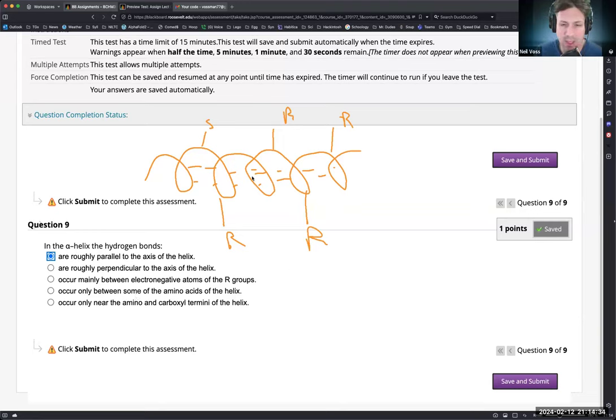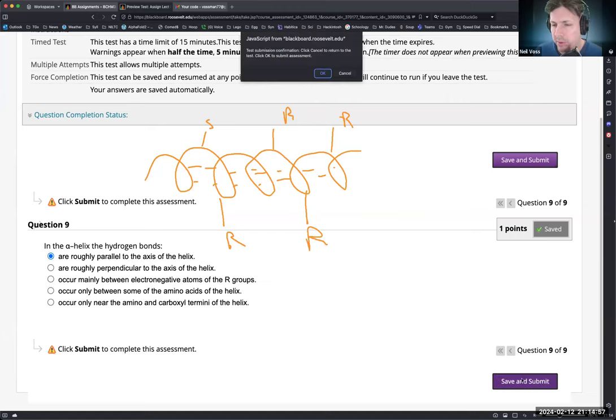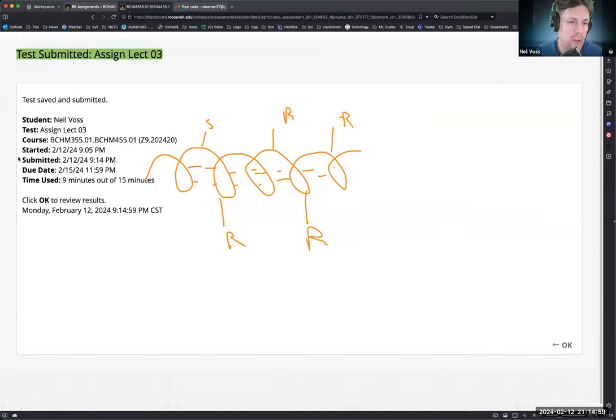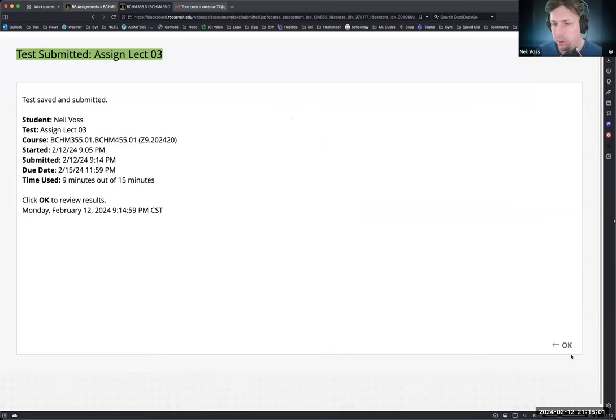I mean, not the ones at the end. Only between some. Only some implies less. But most of them, other than the ones at the end. Well, the ones at the end will still have one of the two hydrogen bonds, so they're definitely participating. Occur only near the amino and carboxylic terminal of the helix. Well, actually, we have less in those areas, so I would say the opposite is true. So anyway, the correct answer here is the first one. Hopefully I got them all right.